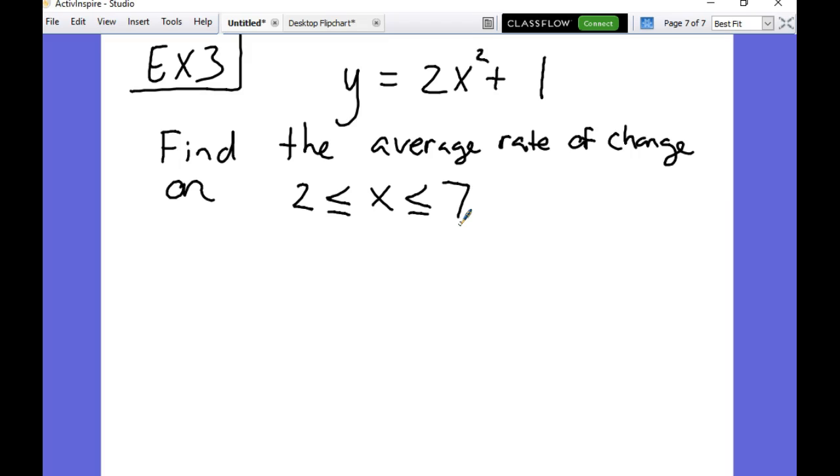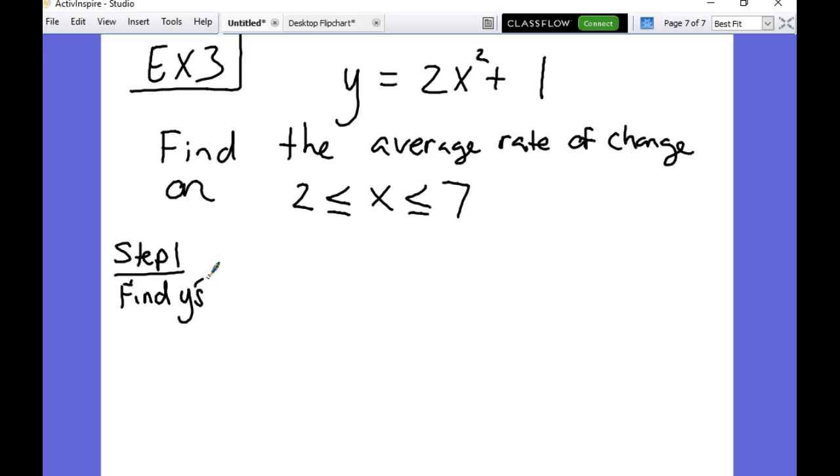So, you guys ready? It's not bad. There's a lot of steps, but it's not hard. Are they simple steps? I think so. All right. Step 1. Ready? Find the y's. Find the y's.